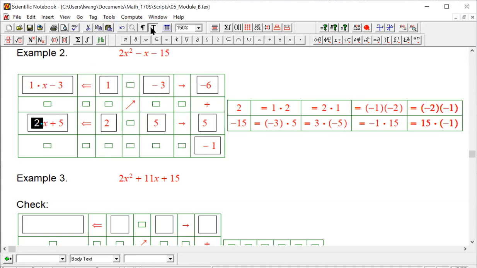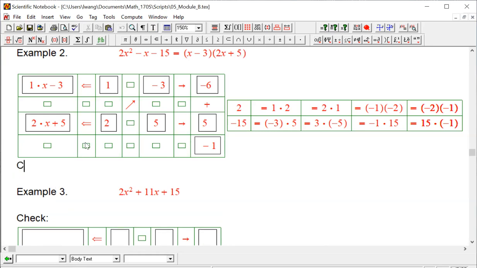And of course, we're going to check our work. We're going to put our factors in place. And here we got x minus 3 multiplied by 2x plus 5. And check our factors.